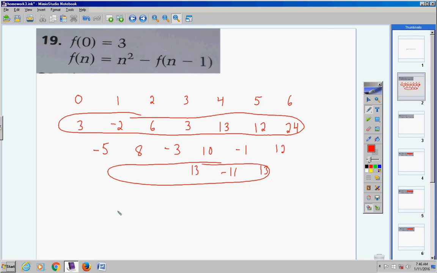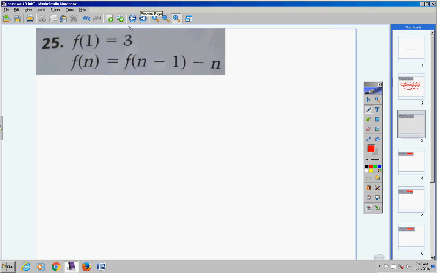In fact, that's the next problem. So number 25 says to find the first seven values. Notice we're starting at 1, f of 1. So we're going to find the first seven values, okay?